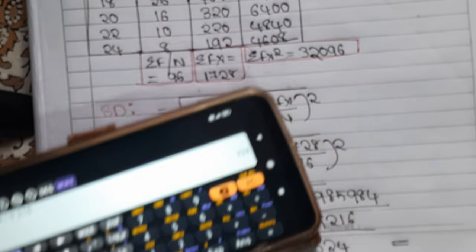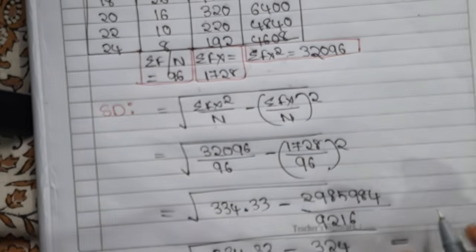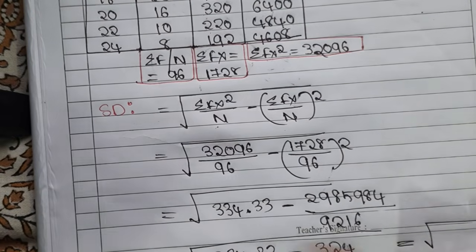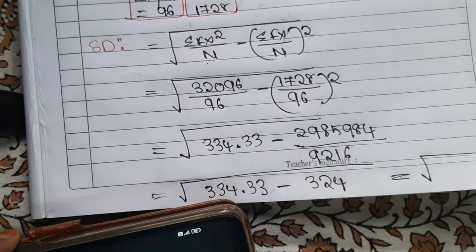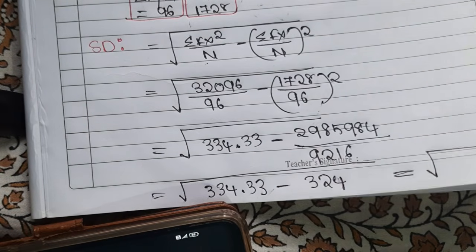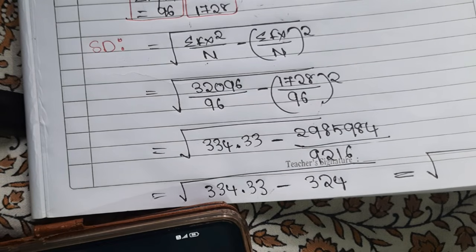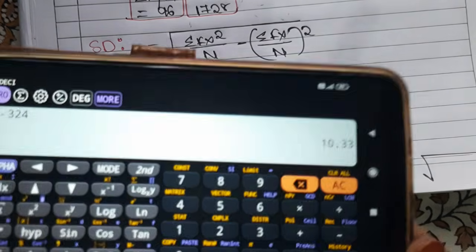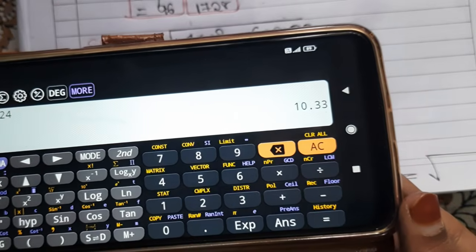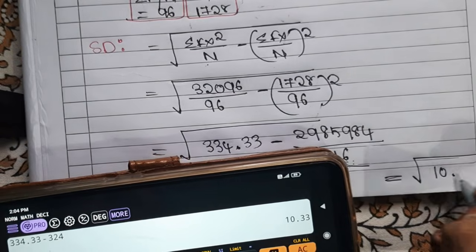324. Now you see, we are going to do under root. You minus this amount with this amount. How much is it? 334.33 minus 324. How much did we get? See, we got 10.33.